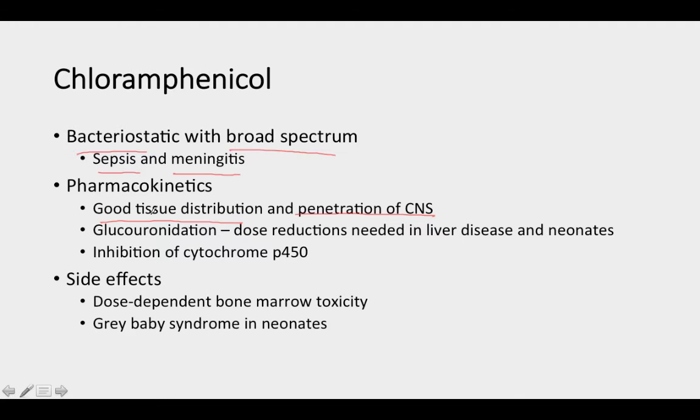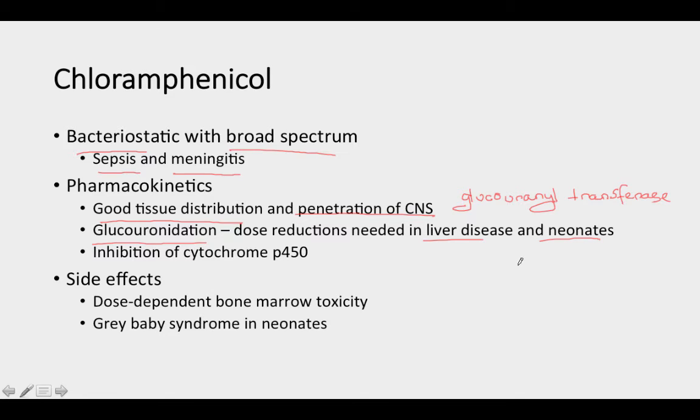To be cleared, it actually requires glucuronidation. So if you remember back to the bilirubin cycle, bilirubin goes from unconjugated to conjugated bilirubin through glucuronidation, through the enzyme glucuronyl transferase. Try to spell it. Uronyl transferase. And so if you have liver disease and aren't able to glucuronidate your drug and clear it, you need to reduce your dose. And the same in neonates.